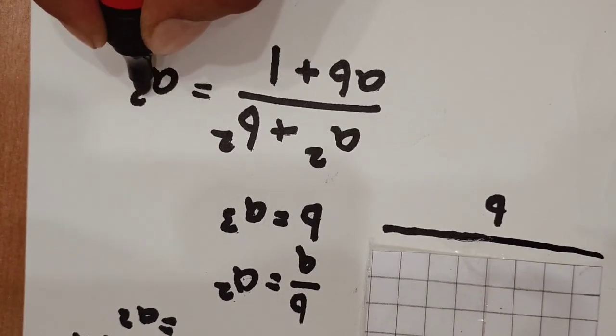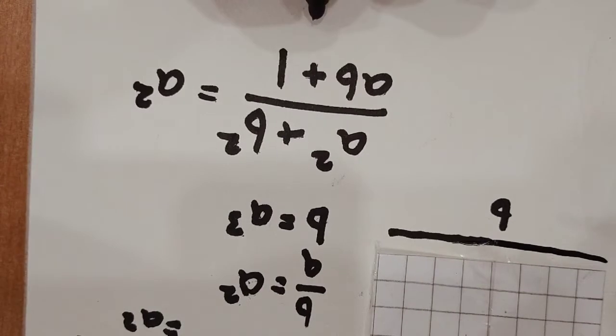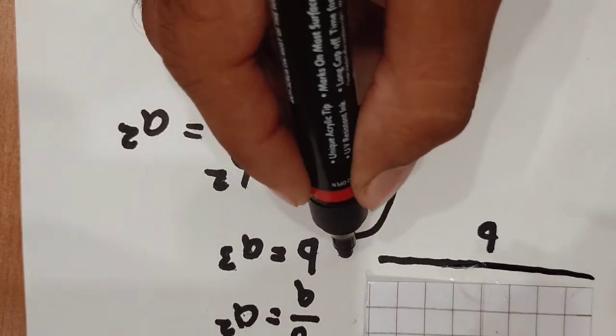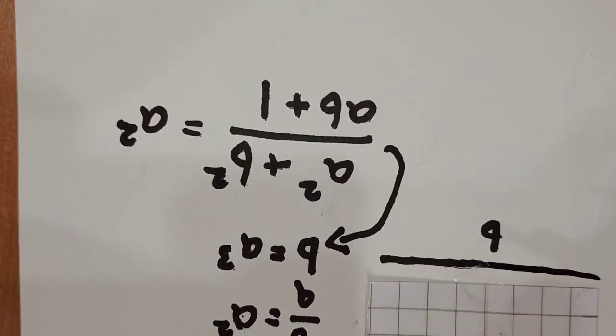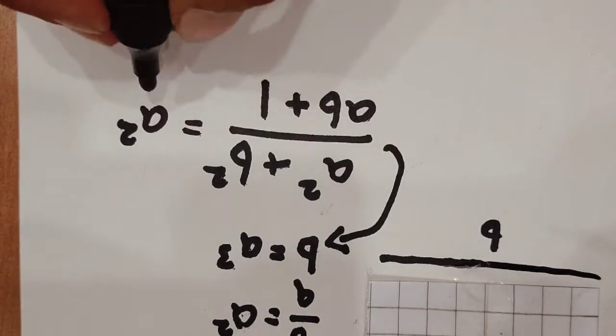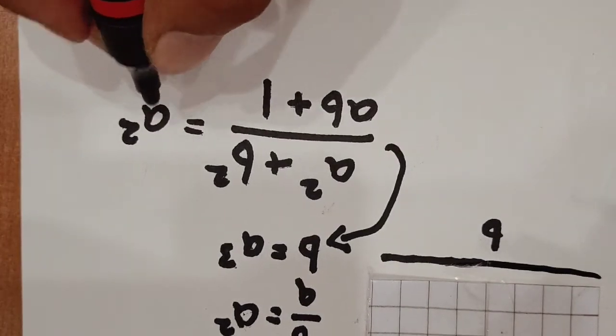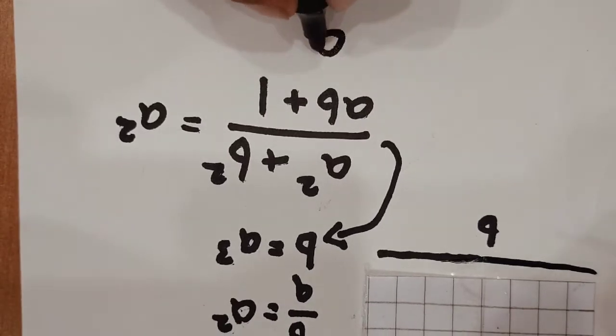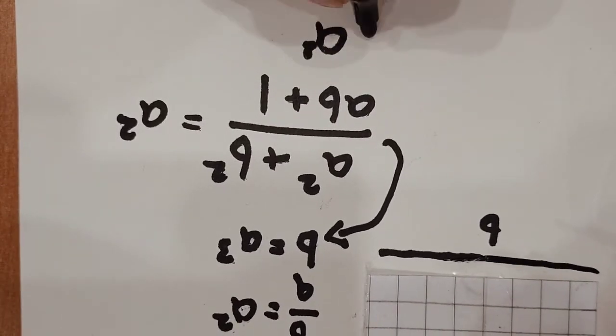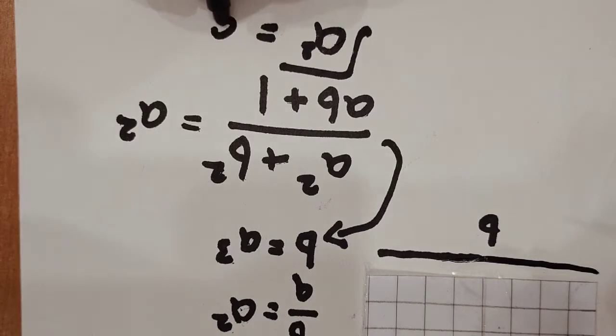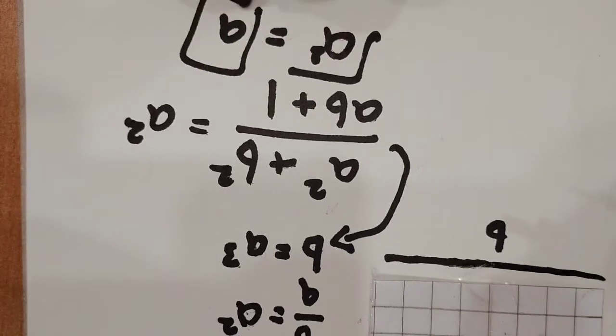So you could say that this equation is equal to a square, given that this condition is satisfied. Now this would be our answer, right? So a square, if you under root a square, that is a. Now a by definition is an integer.